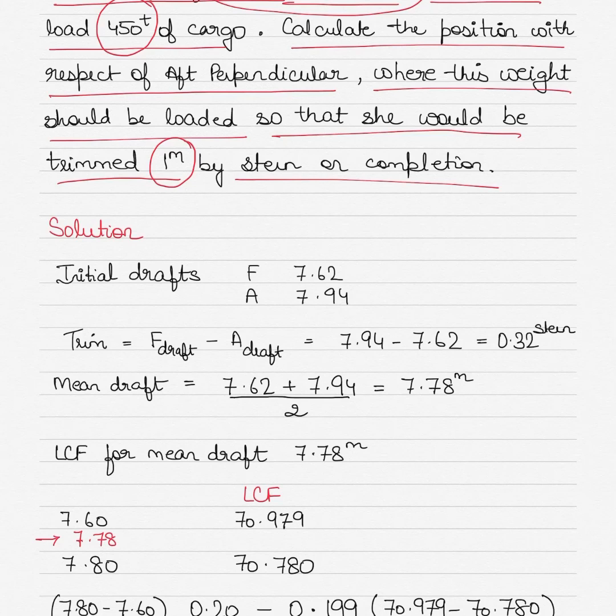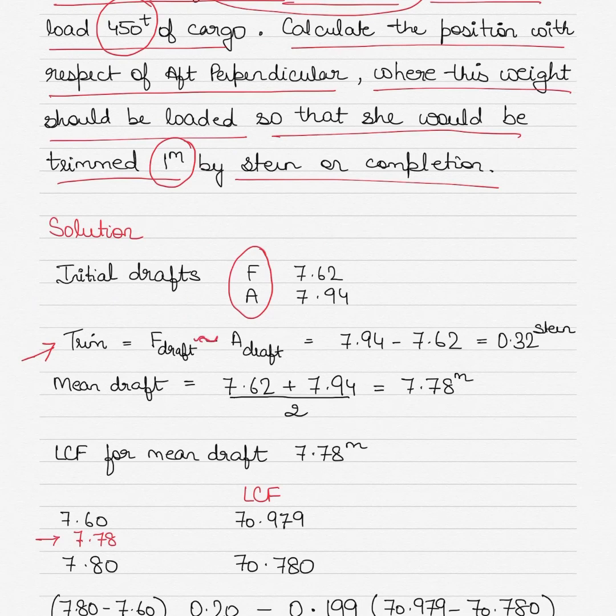Let's get started by finding out the initial trim and the mean draft. So the forward and the aft draft is given to you, and the difference between the forward and the aft draft, always take the bigger number and subtract the smaller number, will give you the trim. So of course if the forward draft is more, the trim will be by head, but if the aft draft is more, the trim will be by stern.